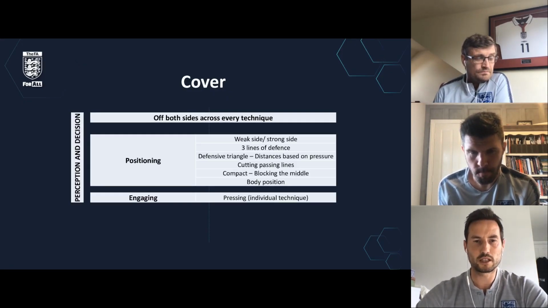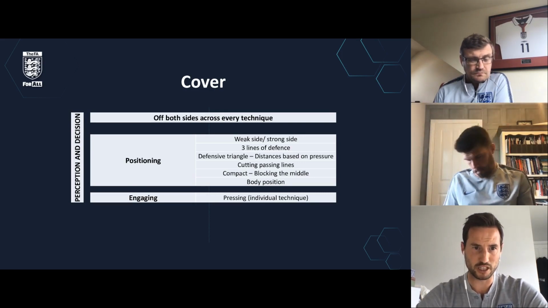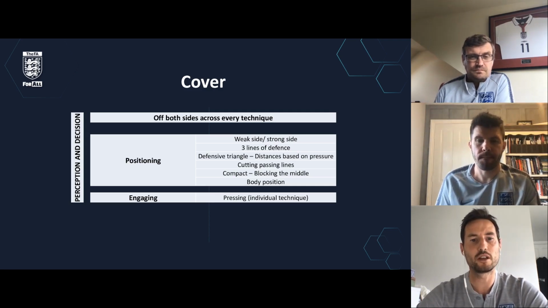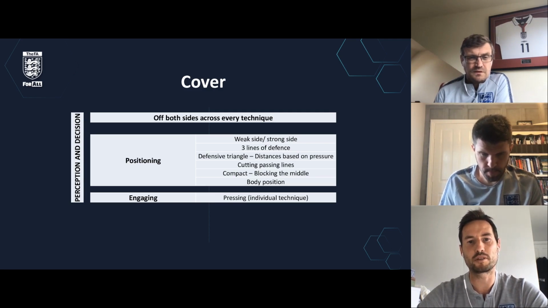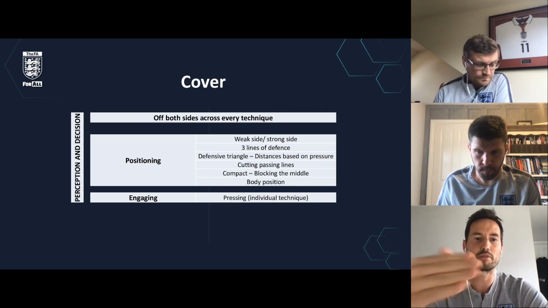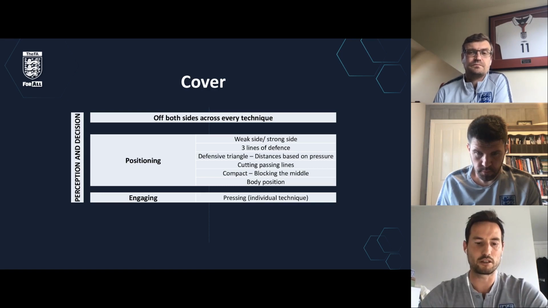Good stuff. So here's a summary of some of the things we talked about, maybe some things we didn't. Just that idea of engaging as well. We talked on the last webinar about a before, during and after of individual actions. And I think the importance of pressing and a lot of the things that we then talked about on the previous one is the detail of going and pressing the ball as an individual. That's just stuff you can revisit. You can look at it. Depends what lens you're looking at it through, really.